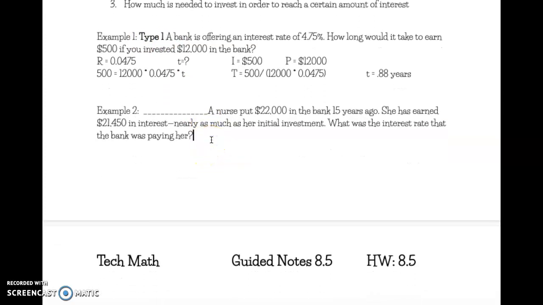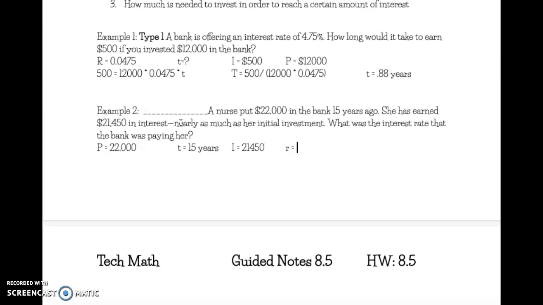All right, next example. A nurse put $22,000 in the bank 15 years ago. That is her principal amount. It says then 15 years, since I don't see any other amount of time in here, that must be the time that I'm talking about. So T must equal 15 years. I do read through the problem just to check, but I find nothing. So she has earned $21,450 in interest. That is super uncommon, so do not expect that to be the case when you start investing, but it's really cool that she did. So that much in interest. What was the interest rate?